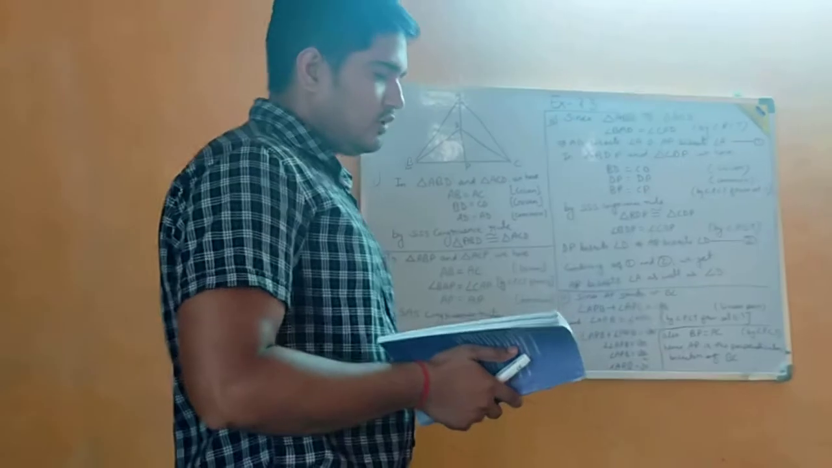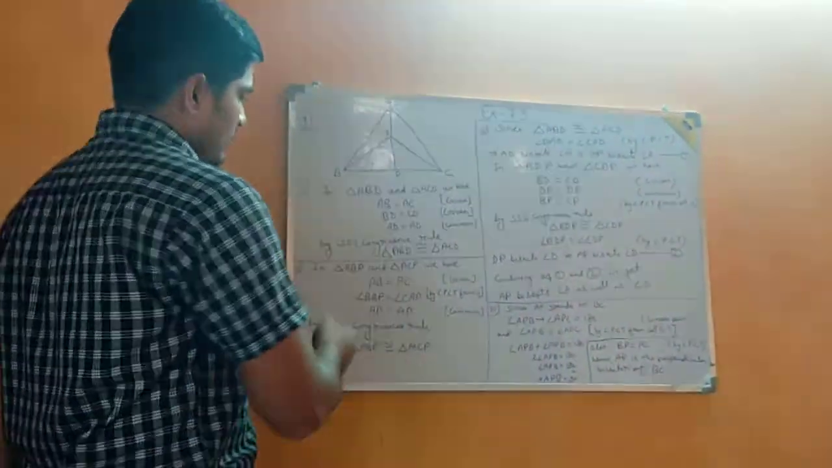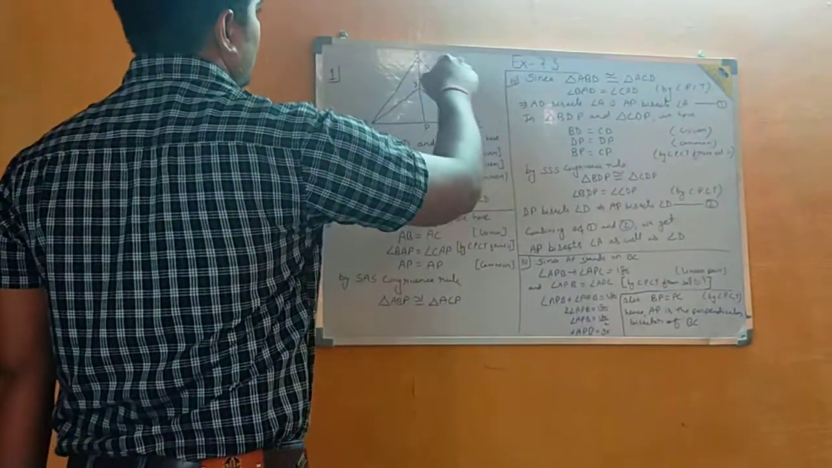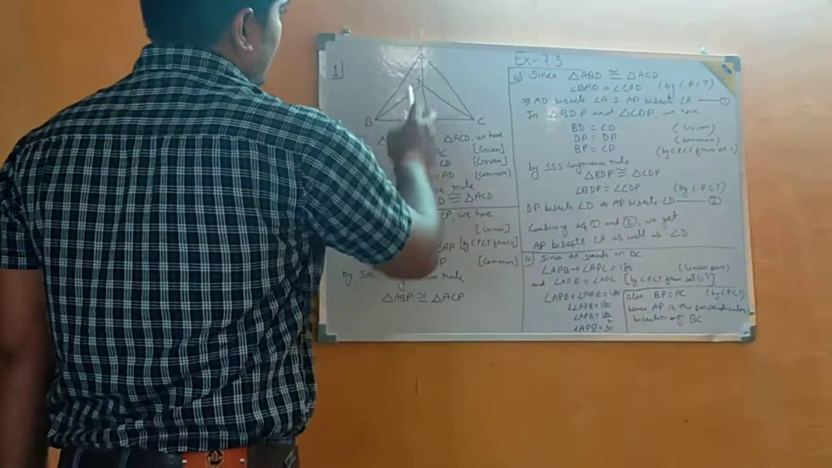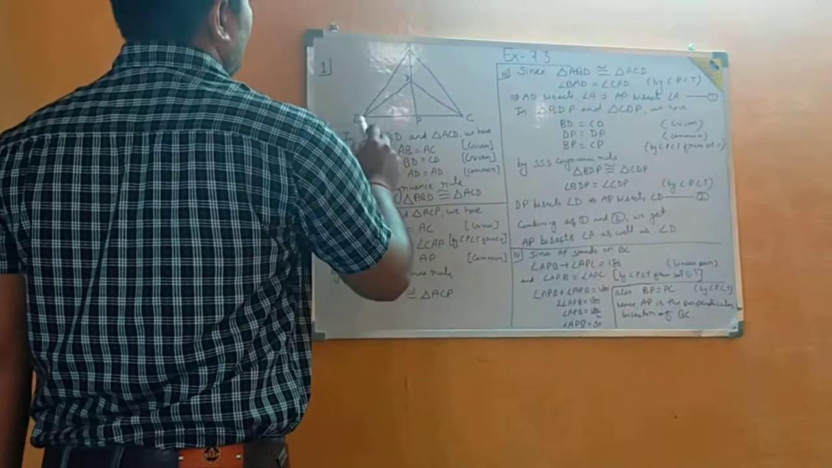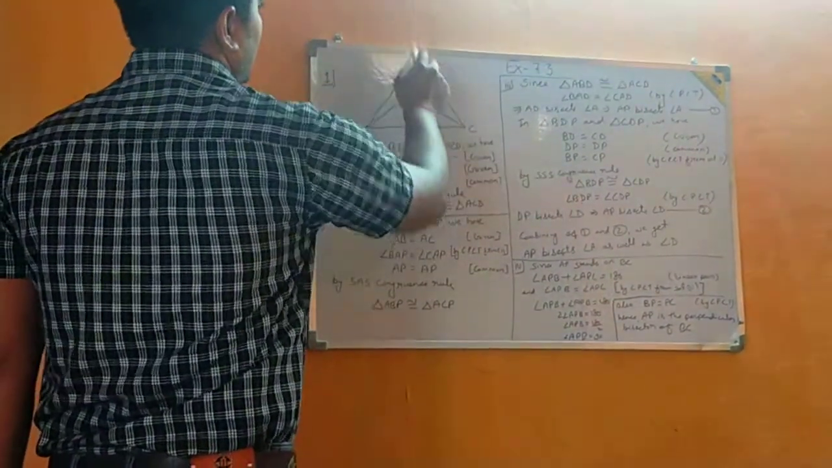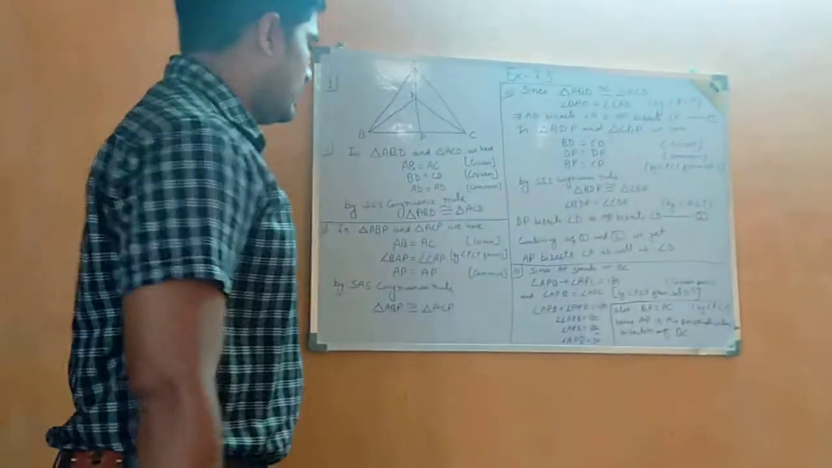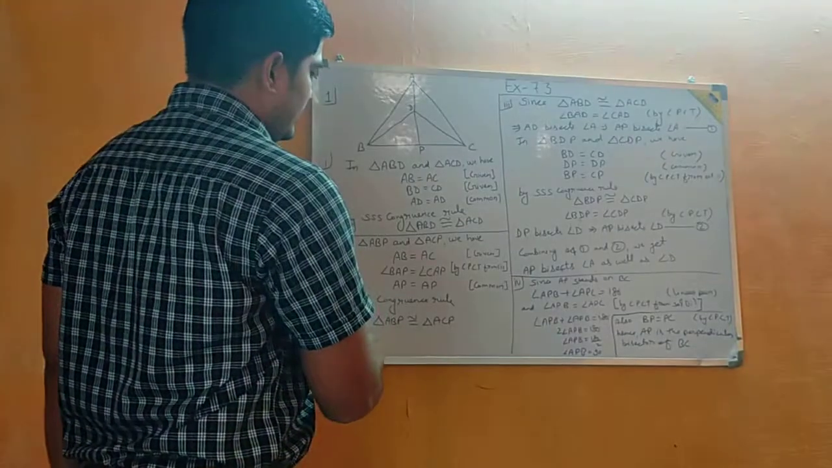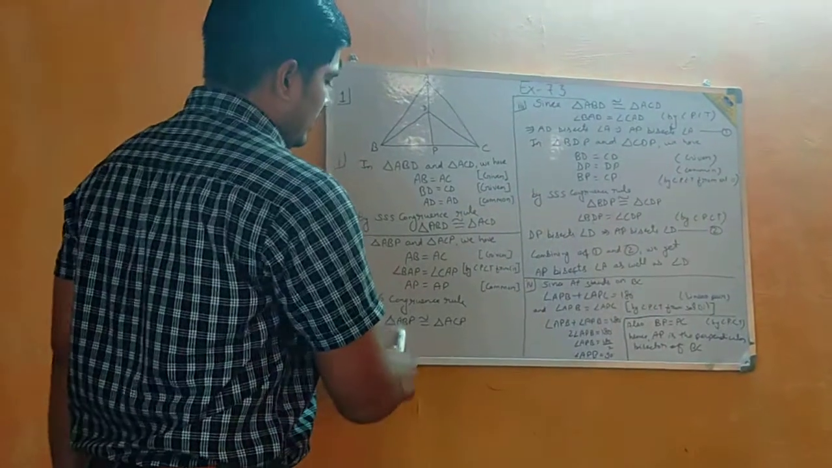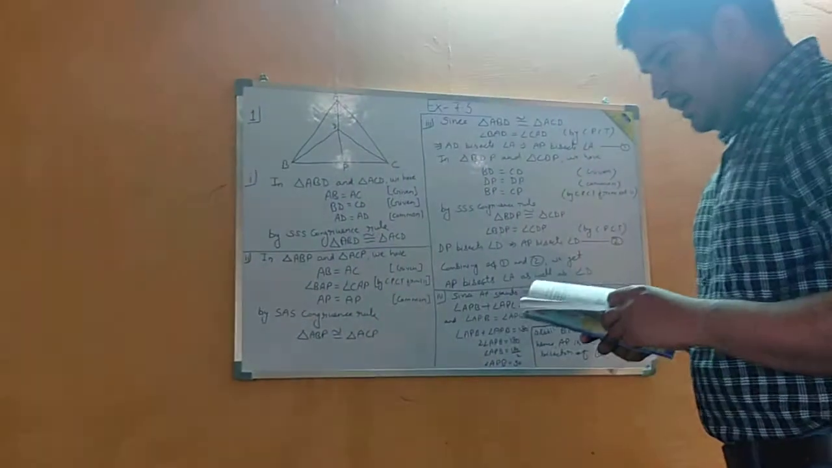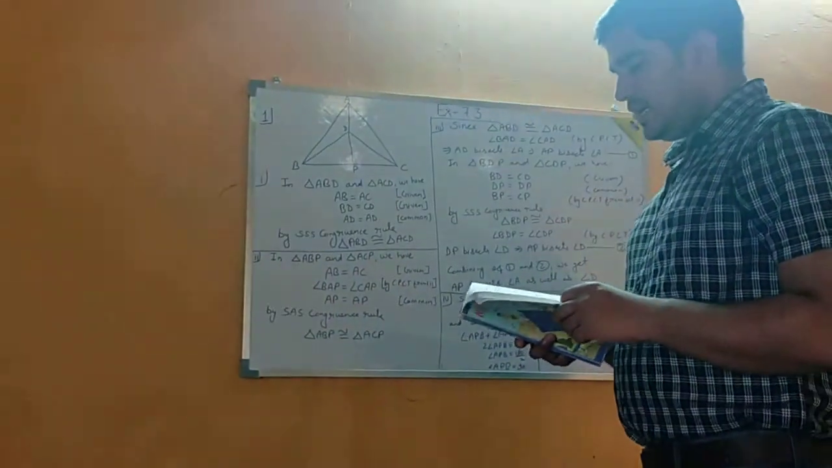Triangle ABP is congruent to triangle ACP. Again we will take triangles ABP and ACP. We have AB equals AC, AP common, and angle BAP equals angle CAP by CPCT from solution first. Okay, so we use the SAS congruence rule. Triangle ABP is congruent to ACP. Now third part, AP bisects angle A as well as angle D.